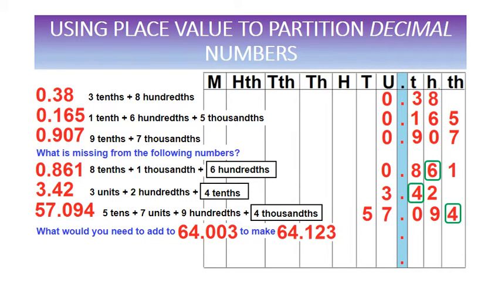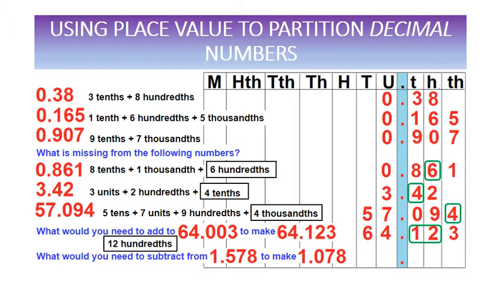Or we might be asked to say what we would need to add to a number to change it into a different number. If we look here, the difference between those is 12 hundredths, and that's what we would have to add to the first number to change it into the second number. And the last one, what would we need to subtract from the first number to make the second number? The answer is 5 tenths. You can see the difference between them is the 5 tenths.